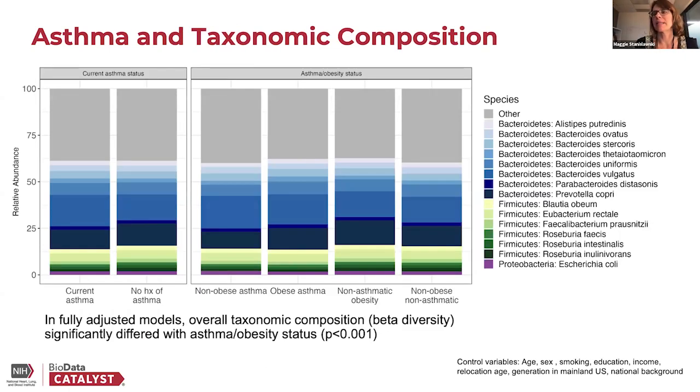Next, we looked at something called beta diversity, which is comparing the overall taxonomic structure or composition across individuals. And so this is asking whether or not the overall microbiome differs among people with asthma versus people with no history of asthma, or people with asthma and obesity. And so we saw a highly significant difference in the overall microbiome structure between people with asthma and no history of asthma, and then also these individuals with asthma or obesity compared to people with neither.